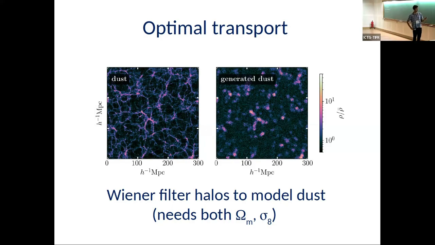So here's a model of doing that. Here's the Wiener filter estimate of where the dust should be, and that's where it actually was in the simulation. This is the mass that is below halos above some mass limit, 10 to the 13. So low mass stuff. And you can see it's a sort of smeared out version of the actual thing.